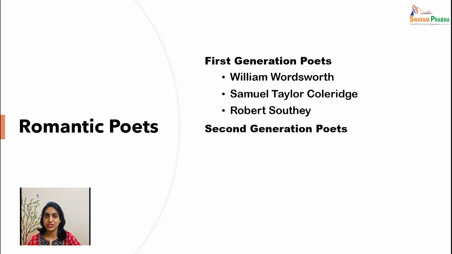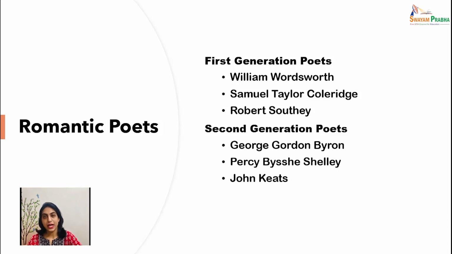Whereas in the next category, that is the second generation Romantic poets, we include Shelley, Byron and Keats. The poetry of Shelley and Byron was called the Satanic School of Poetry. The term Satanic School of Poetry was coined by Southey for these two writers.